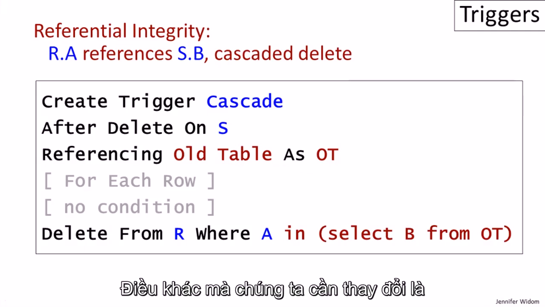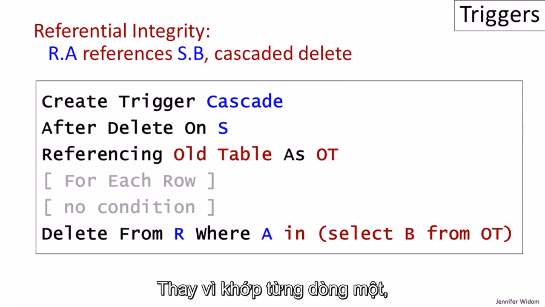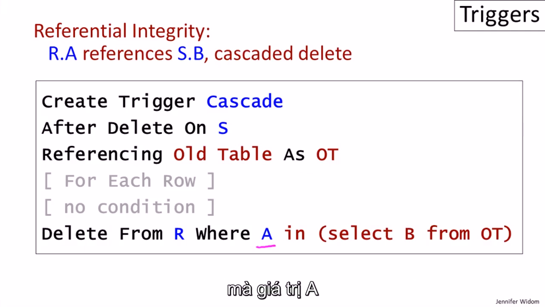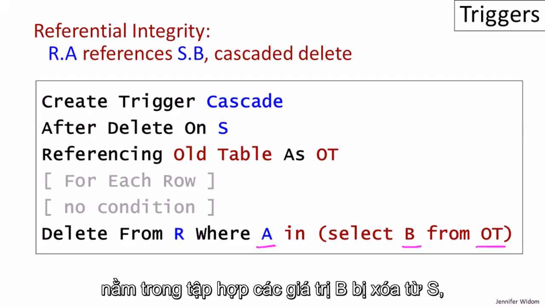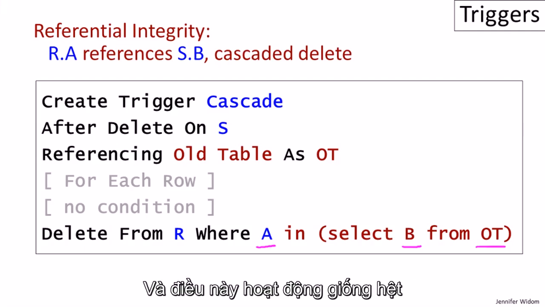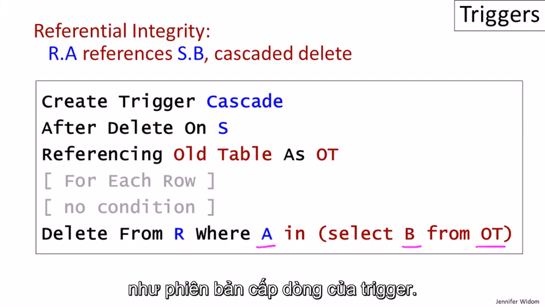The other thing we need to change is the action of the trigger. Instead of matching one tuple at a time, we just look for tuples in R where the A value is among the B values that were deleted from S, and we delete those tuples from R. And that works exactly the same as the row level version of the trigger.